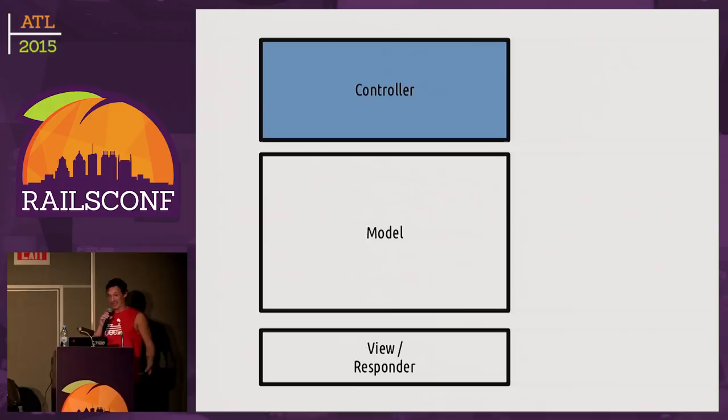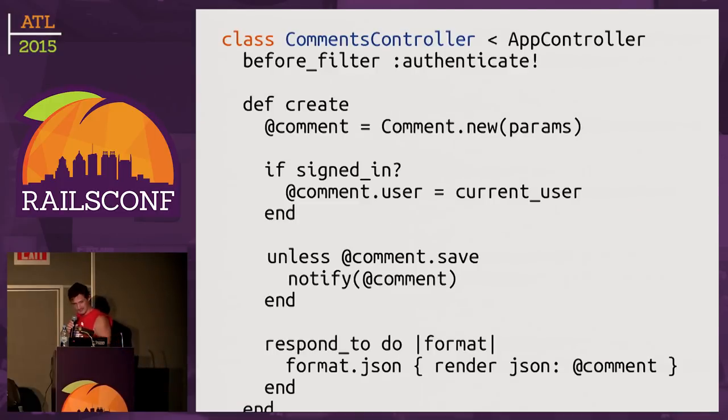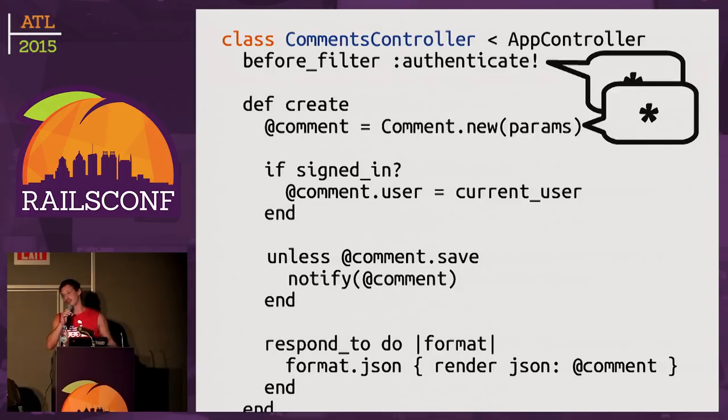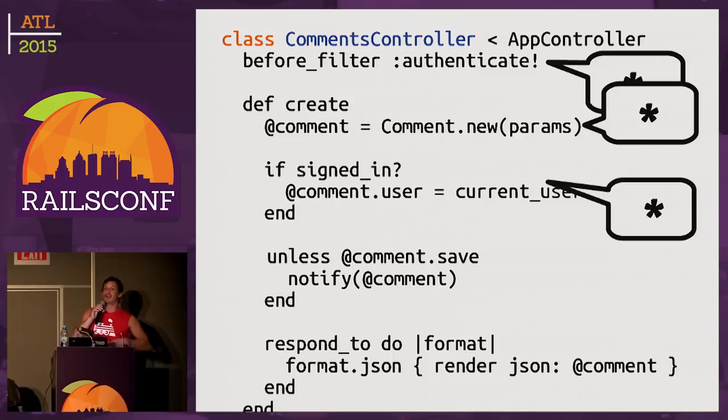So let's check out a classic controller in Rails. We have filters that add logic for handling different contexts, for handling authentication, all that kind of stuff. Then we have model code. Every controller action I've seen has a lot of model code: instantiating, creating, changing attributes. Then we have, again, contextual logic deciders. Is someone signed in, do this? Is someone not signed in, do that?